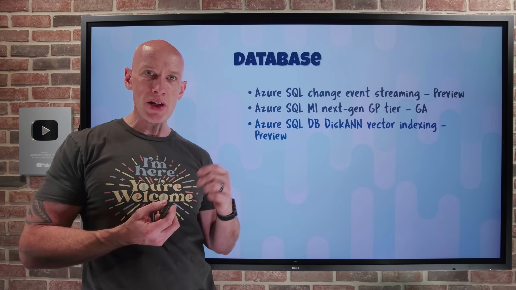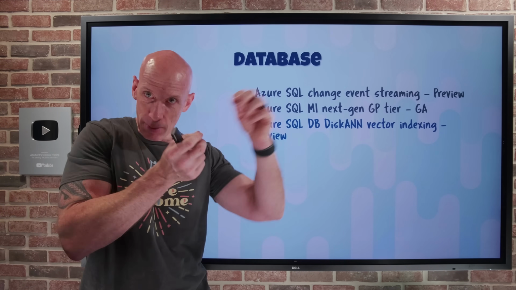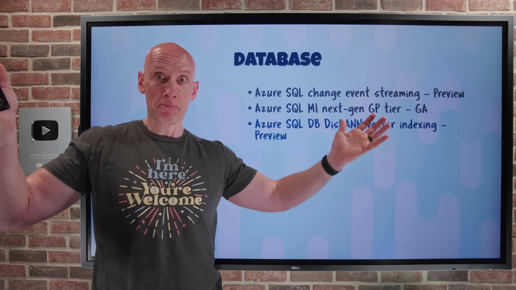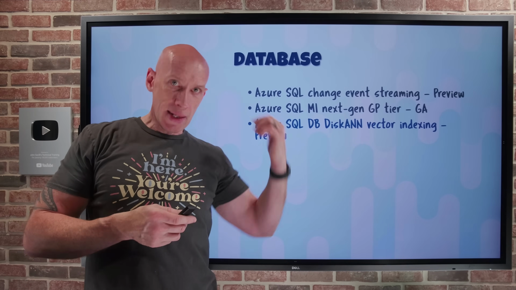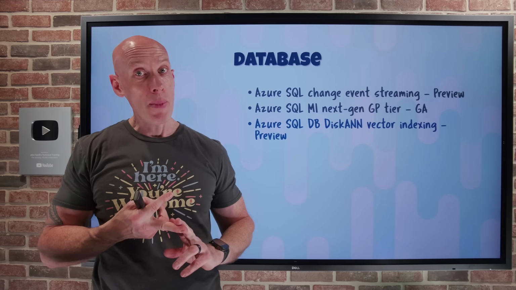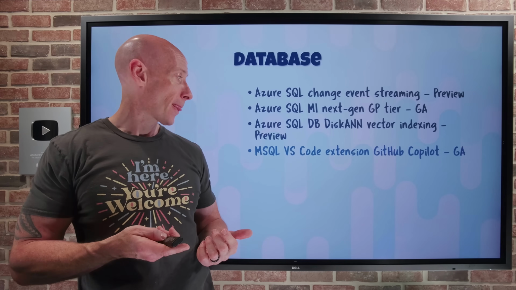So that's a Microsoft Research created algorithm that's really efficient for vector similarity searches, i.e. nearest neighbor, i.e. retrieval augmented generation for RAG. I can now use it in Azure SQL DB, Azure SQL MI, and SQL Database in Fabric. So those are all now available.